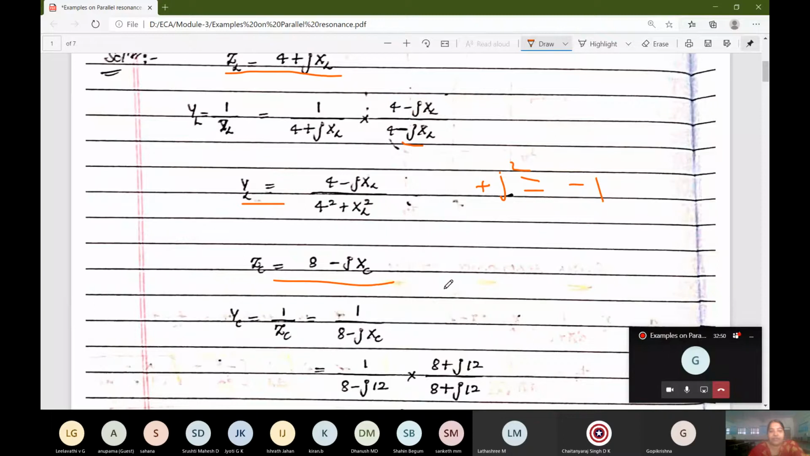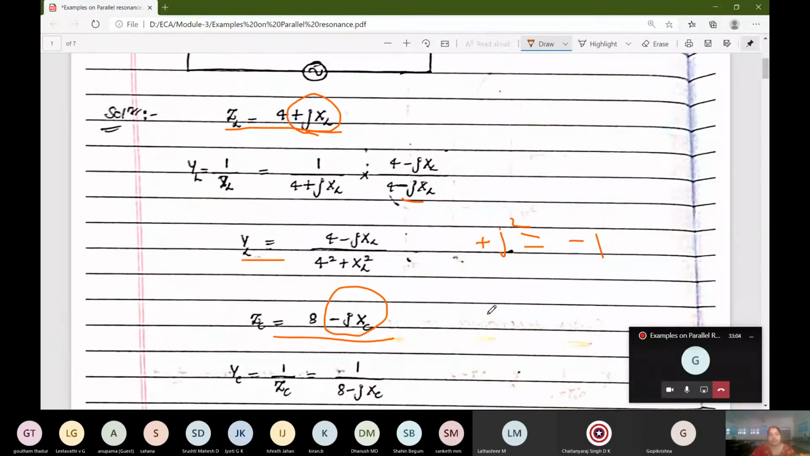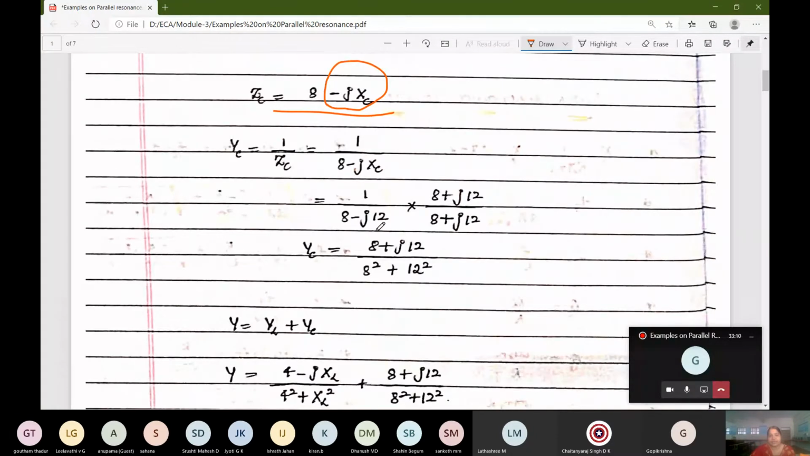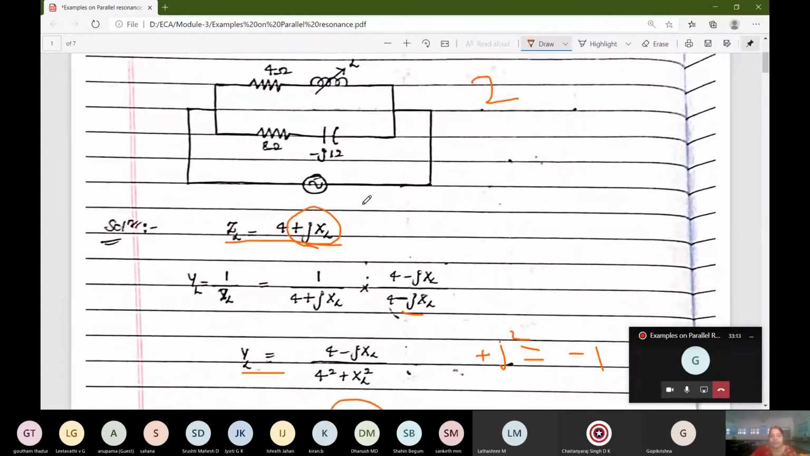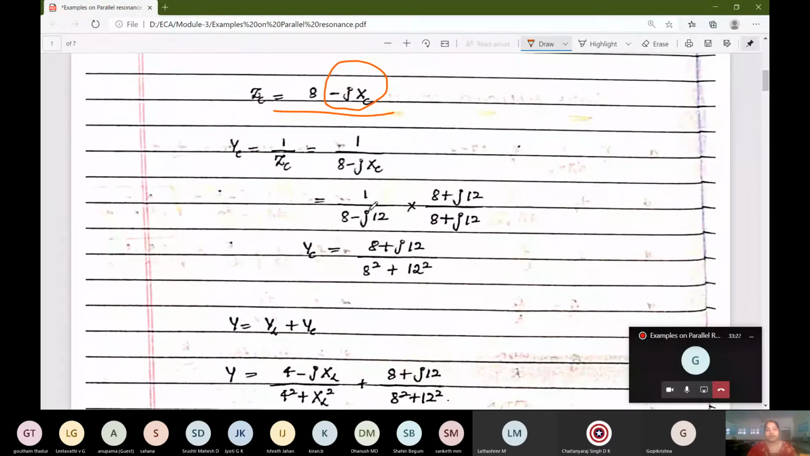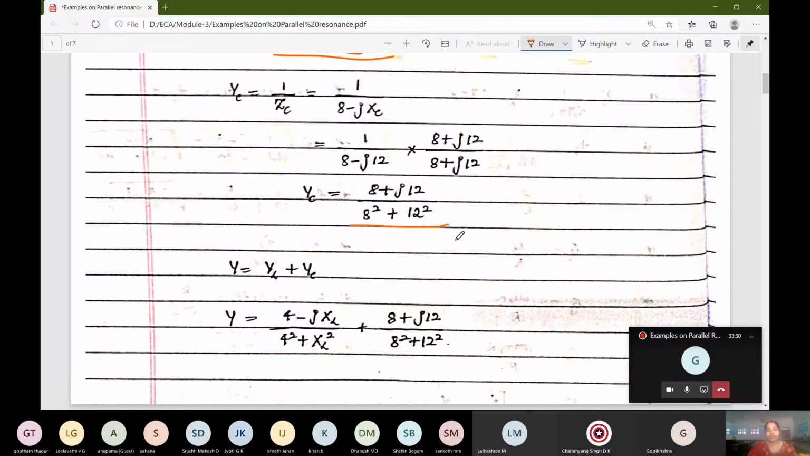Next we have to write for capacitance. Capacitance impedance is what? It is 8 minus jXC. So admittance is nothing but 1 by ZC. See, for capacitance you will write minus. For inductance you will write plus. You should remember that also. So it is 8 minus jXC. It will become 1 divided by 8 minus jXC. Just rationalize it. And here jXC they have given. Inductance is not given, but capacitance they have given, it is minus j12. So just substitute 1 divided by 8 minus j12 into 8 plus j12 divided by 8 plus j12. Rationalize it, you will get one equation.